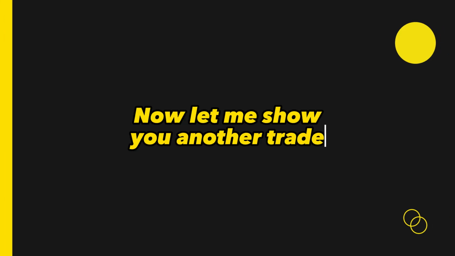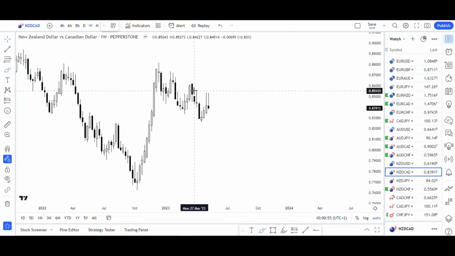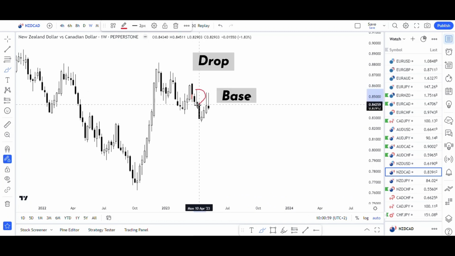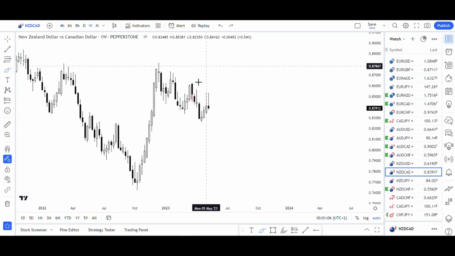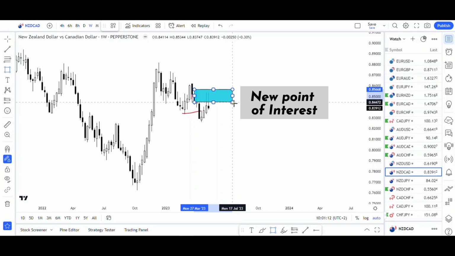Now let me show you another trade. Now we are on the NGD, Canadian dollar chart. In this chart you can see this one here is a drop, we have a base, and we have a drop. So the structure was broken, it was a strong move down. So we have got a new point of interest just right here.